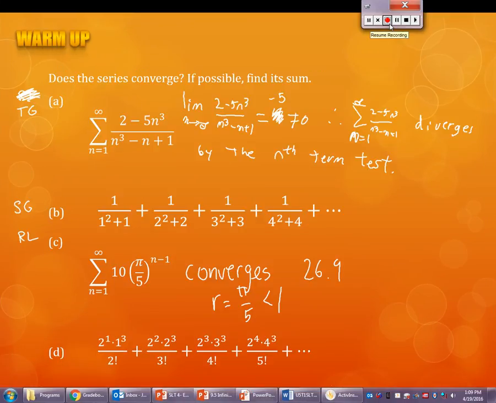Make sure you did like Teo did here and actually write this. Or you could say the limit of the terms. That would be clear to me. You could actually write in English: the limit of the terms is -5, which is not 0.